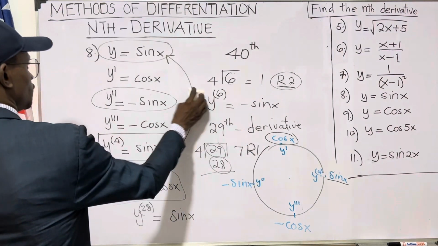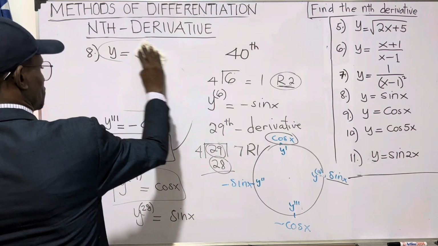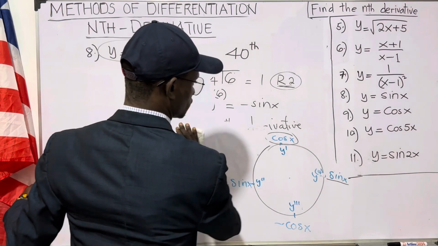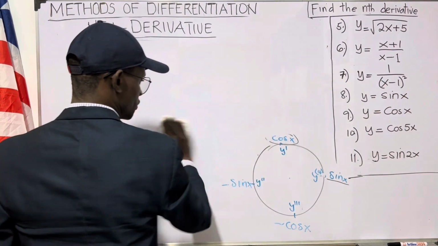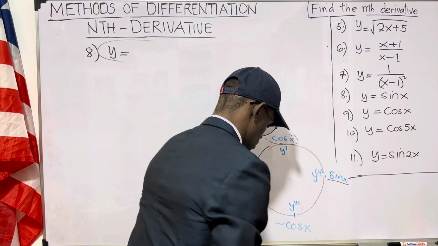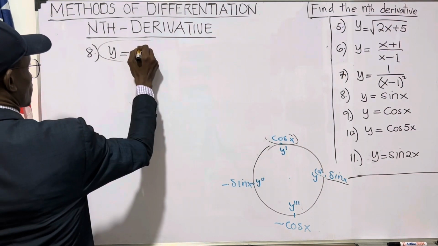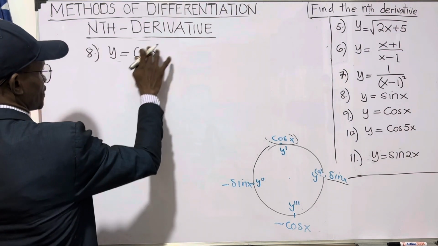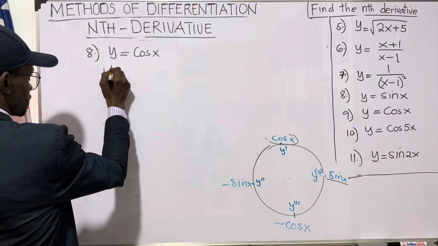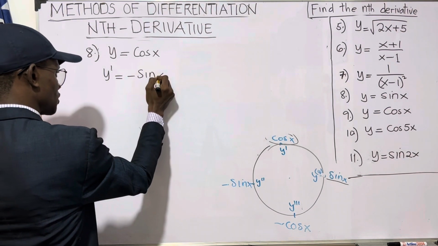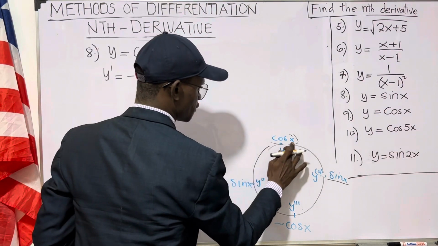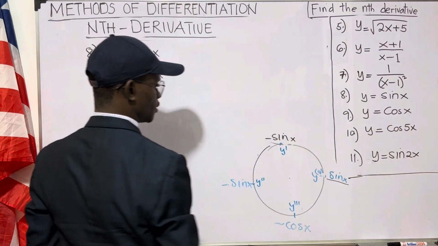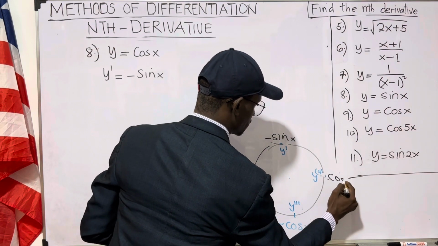Okay. Let's move to cos of x. We want to use the same cycle. So for cos of x, the first derivative of cos of x gives us minus sine of x. That is the first derivative. And this is cos of x.